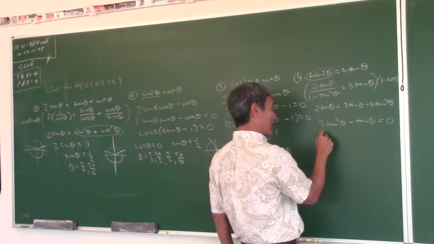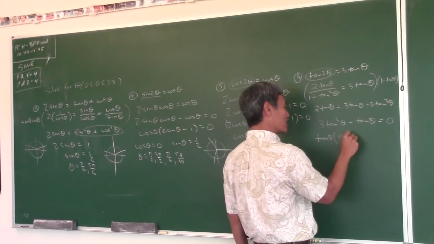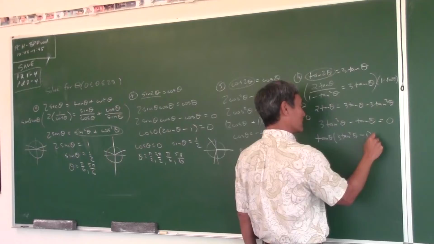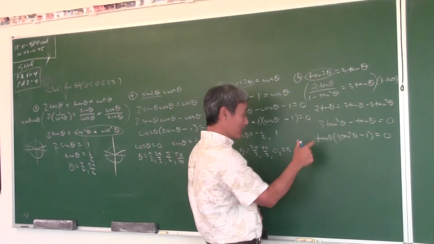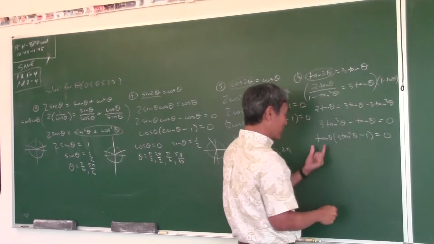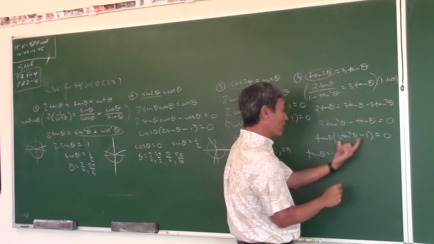So what do we got? I can factor out a tangent theta. What's going to be left? 3 tangent squared theta minus 1 equals 0. So again, we got to where we want to be: something times something equals 0. That means either this one is 0 or this one is 0.